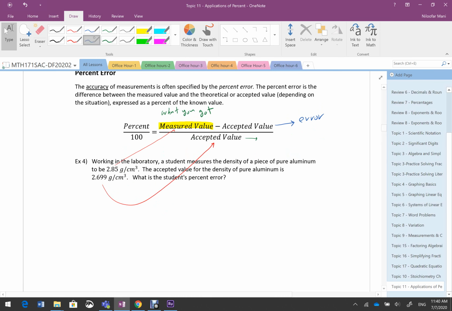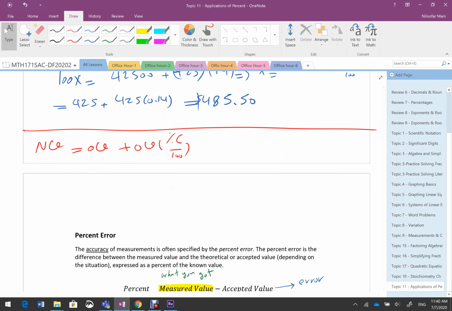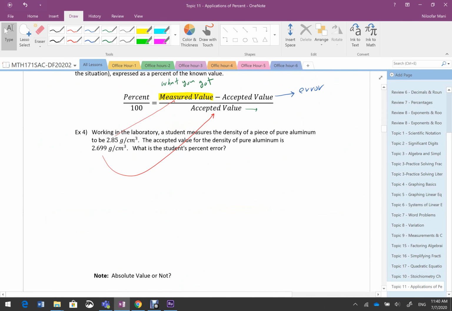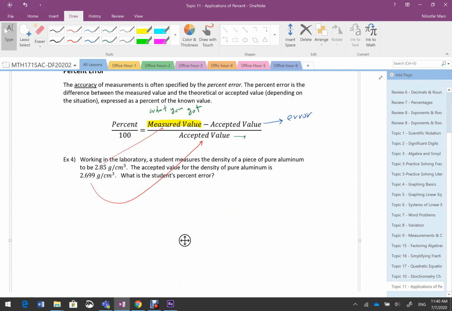Okay, so remember, for the percent change, you always compare with the original. So here you compare with the accepted value, because that's your main point that you want to compare. The accepted value is your main point that you want to reach, not the measured value. Many times a student asks me during the quiz and test, when we are doing quiz and test in person, they say, I forgot, in the denominator, should I use the accepted value or the measured value? What do you think? We are comparing with the accepted value because that's important for us.